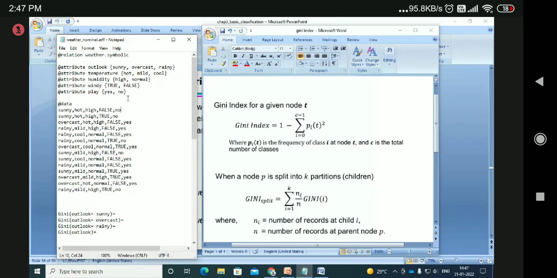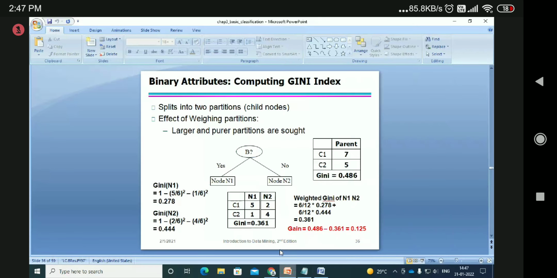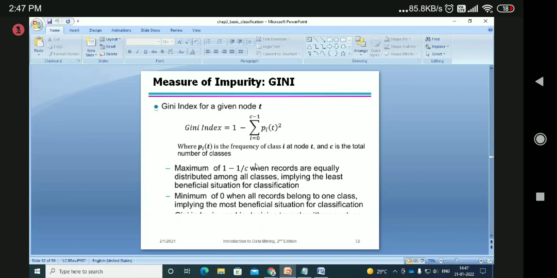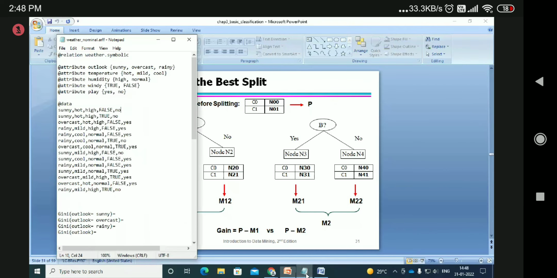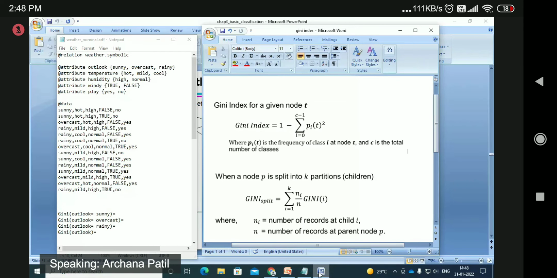I have to find out the Gini index if I use Outlook for splitting, the Gini index if I use temperature for splitting, the Gini index if I use humidity for splitting, and if I use windy for splitting. Out of the four attributes, as we saw here where we had a choice between A and B, likewise I have four different attributes. So I will have to carry out the same task four different times, and then from those four attributes, I will select the one which is best. So you can imagine how quick you have to be to solve such a problem.